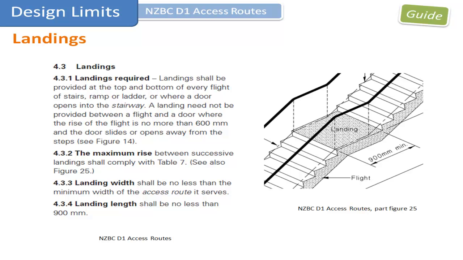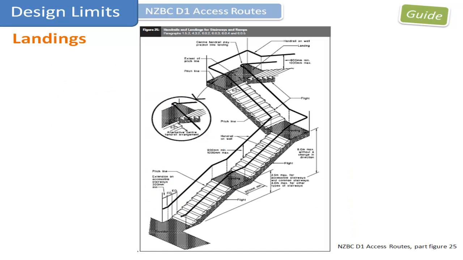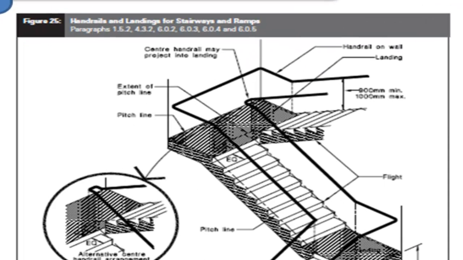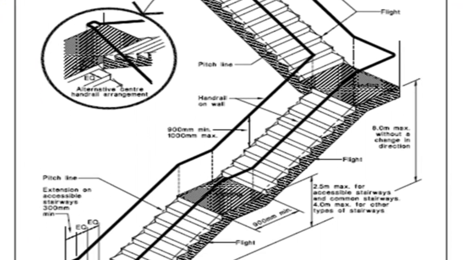Ensure your landing length is no less than 900mm as required by 4.3.4. As a general rule, ensure that your landing width is the same as your stair width. Figure 25 shows a good graphical example that combines a number of requirements for your stair.